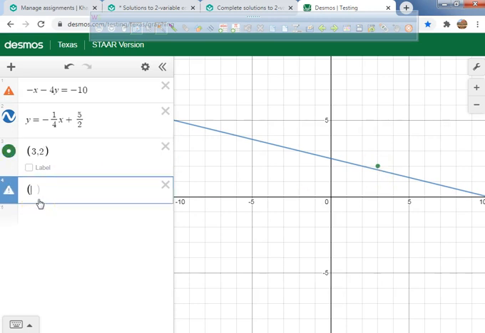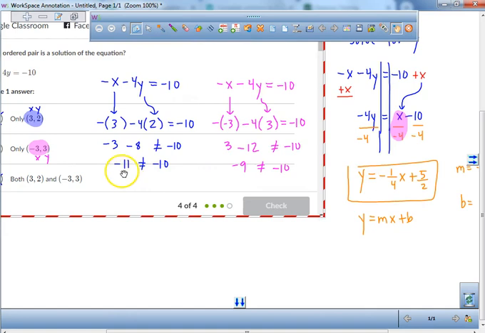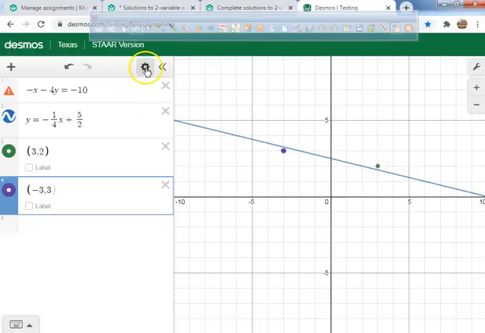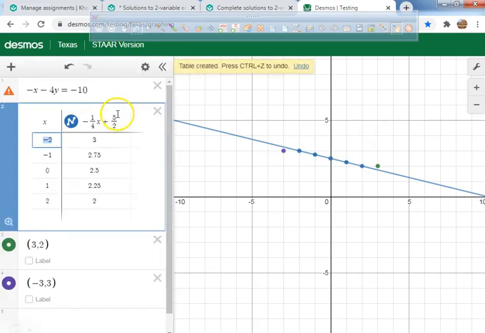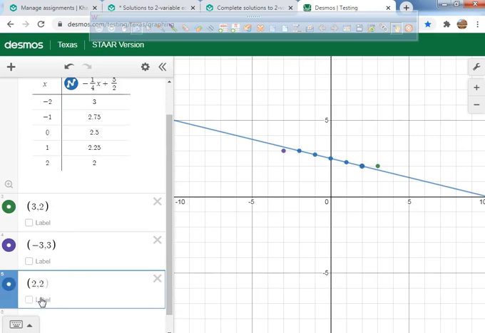And then the other one was what? Negative 3, 3. Do you guys see how close it was? It was close to being on the line. And when we did the math, would you guys agree negative 11 is close to a negative 10 and negative 9 is close to a negative 10, but it's not on the line. So what points would be considered a solution? 2 and a 2. 2 and a 2 would be considered what's called a solution.